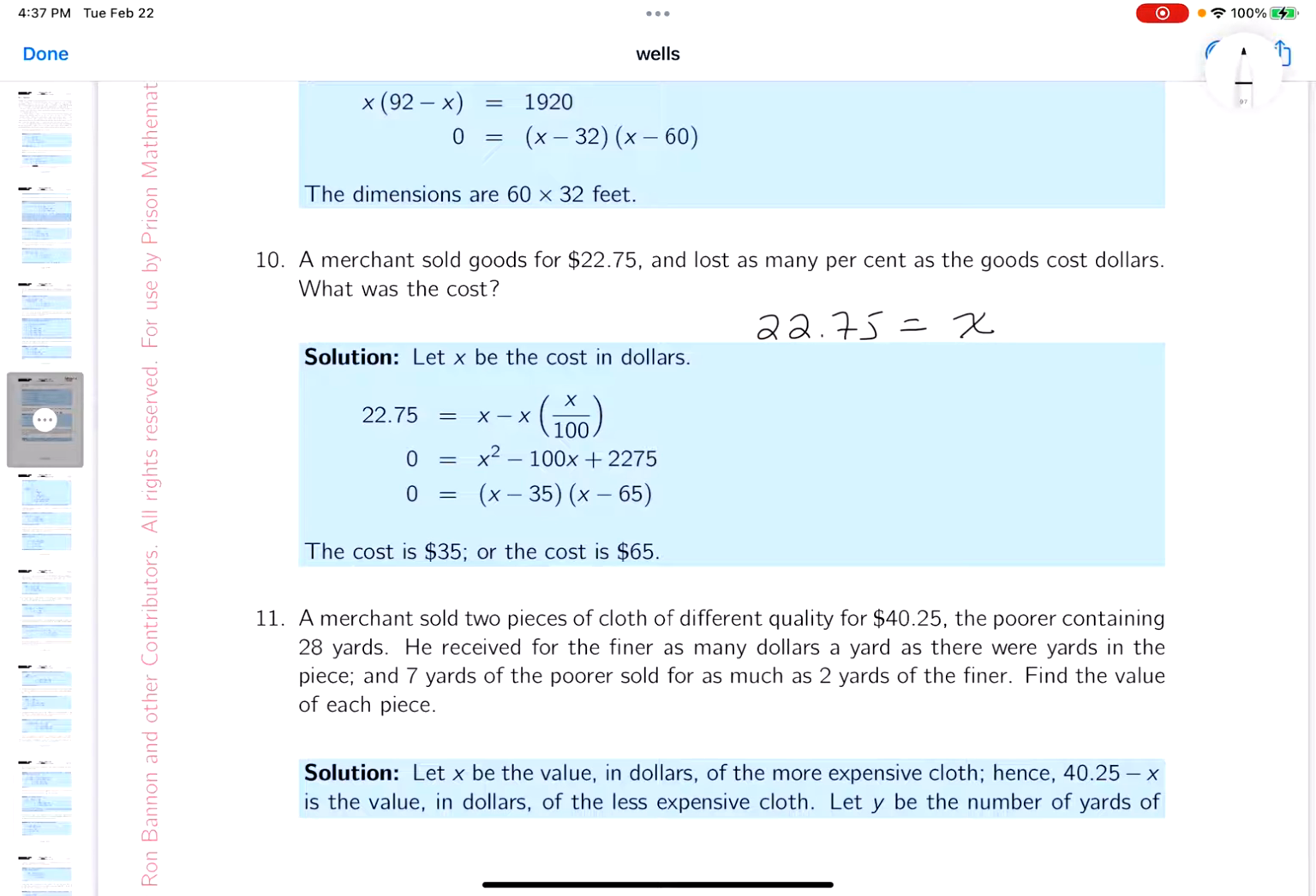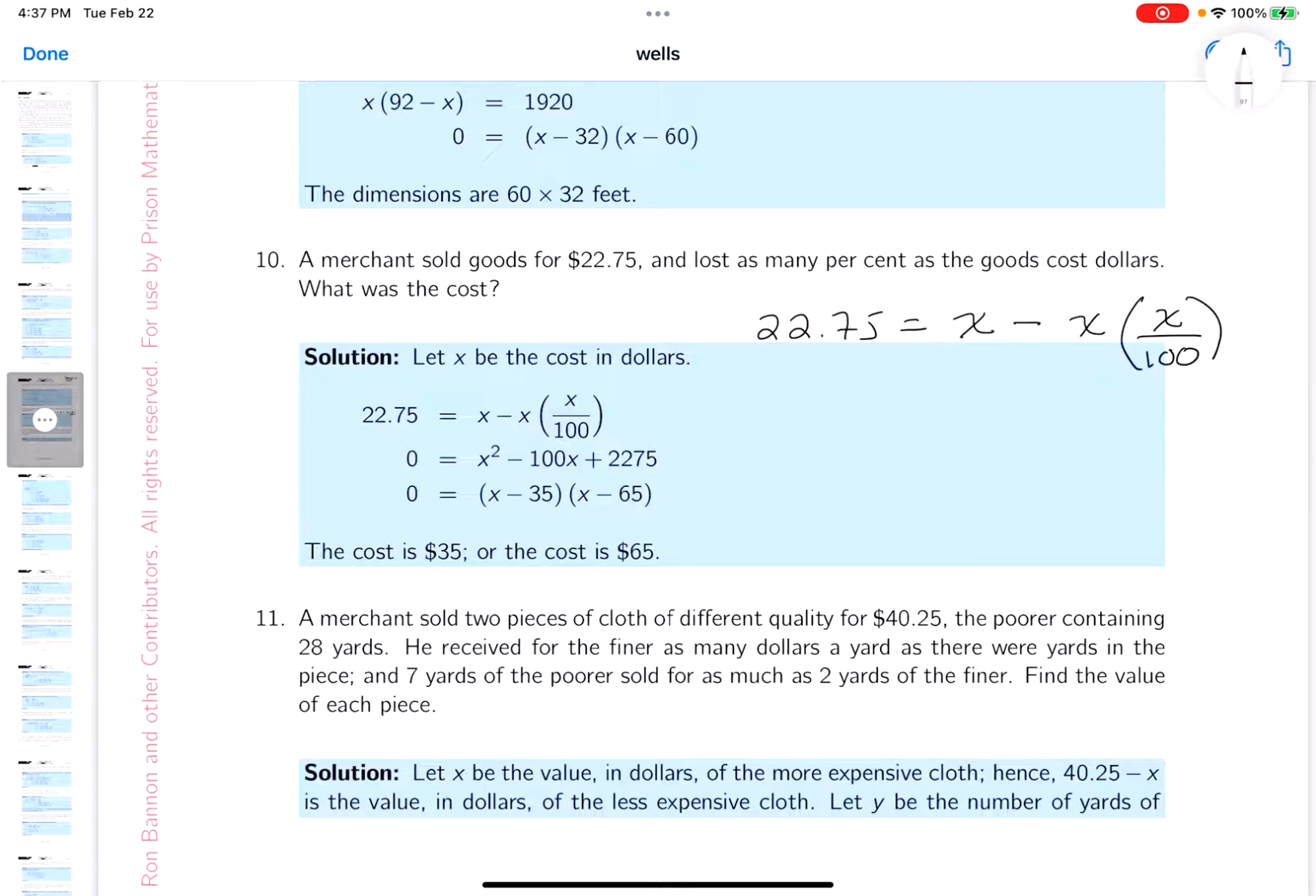So X is the money spent on the goods, but he lost money on the goods. So it'll be a percentage of the goods. Now what percent? All right, it's over 100. He says, and lost as many percent as the goods cost dollars. Well, that would be X then. All right, that's the percent. That goods cost X dollars.